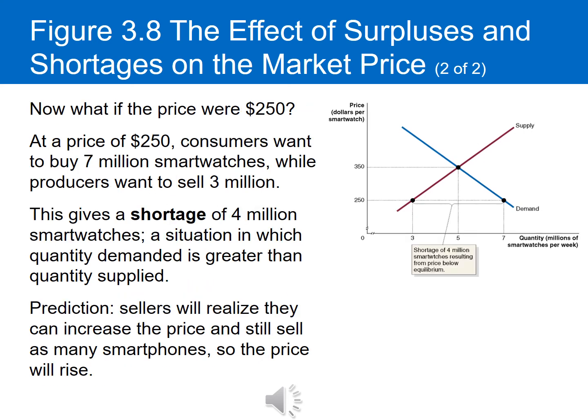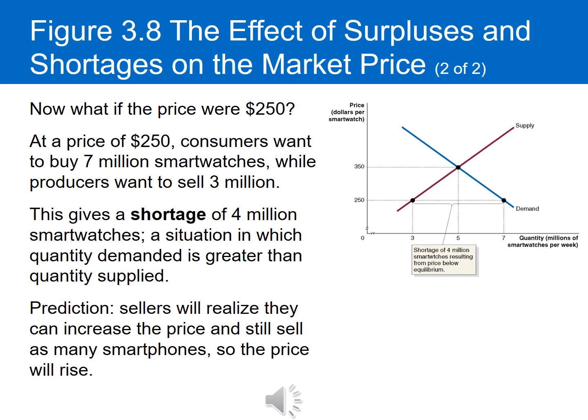Now let's look at another example. What if the price was $250 instead of $350? So now the price is below the equilibrium price. At $250, consumers will want to buy 7 million smartwatches. But producers are only going to want to sell 3 million smartwatches. It's going to be too expensive to bring more smartwatches to the market. In this situation, there's a shortage of 4 million smartwatches. Again, a shortage is a situation in which the quantity demanded is greater than the quantity supplied. There are not enough smartwatches to go around for all the people that want to buy smartwatches.